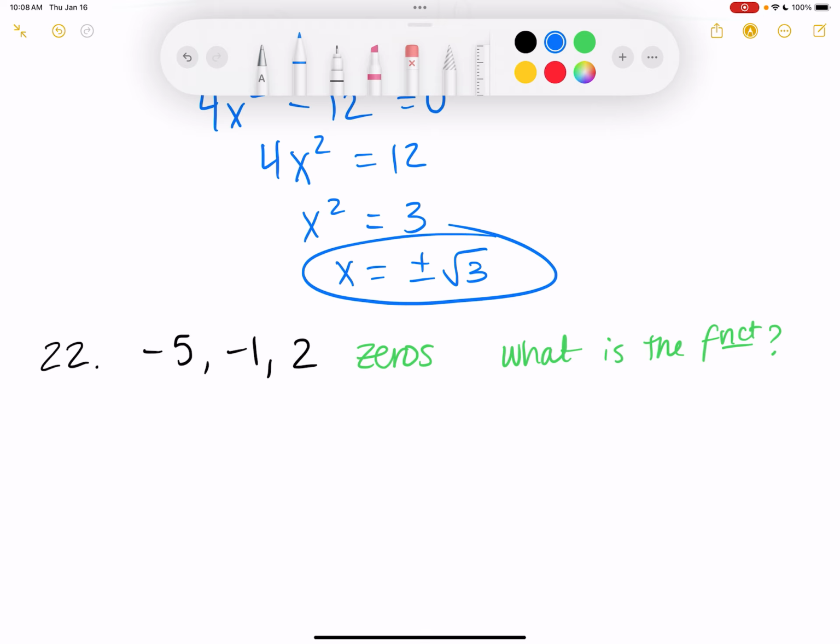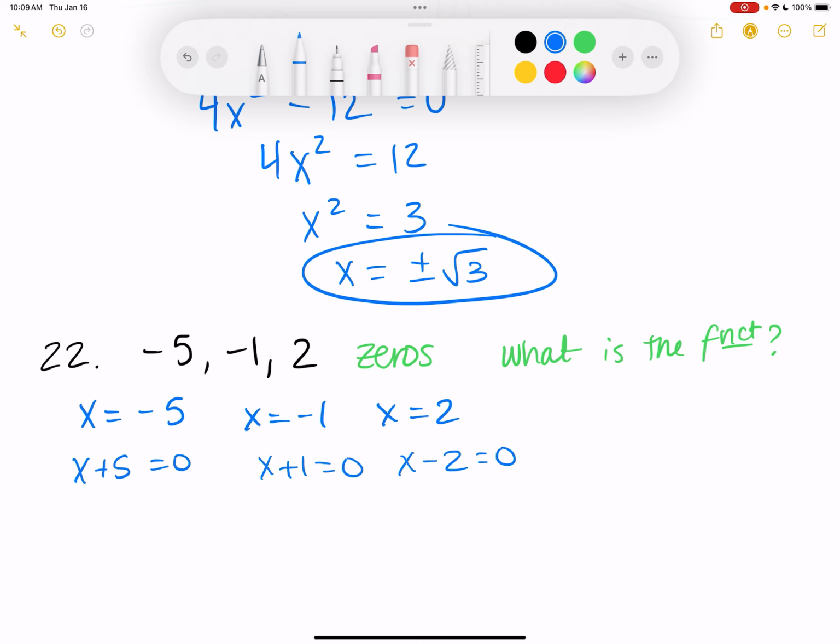I don't care. X equals -5, X equals -1, and X equals 2. These are the zeros. So when we want to find the factors, we move this stuff over. You do not need to write all this stuff that I'm doing right now. You can go straight to the factors, okay? But I'm just doing this so that we can see it. So this would be x plus 5 equals 0, x plus 1 equals 0, and x minus 2 equals 0. These would be our factors.